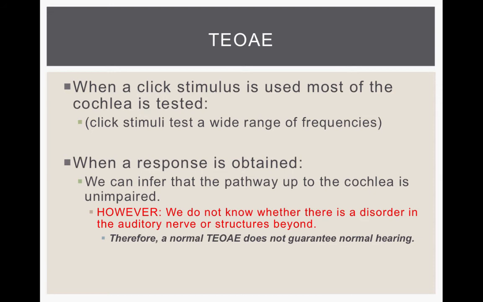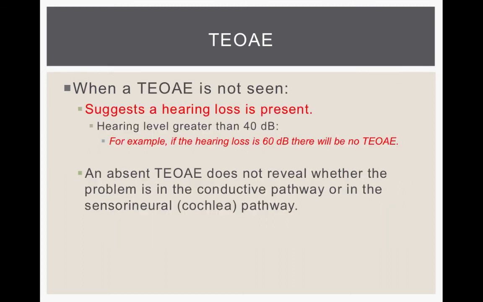But TEOAEs, like distortion product OAEs, only test up to the cochlea, so they do not guarantee normal hearing. We don't know what's happening beyond the cochlea. That's the one drawback of these tests. Well, there are a few drawbacks, but that's a pretty big drawback, that it only tests up to the cochlea. So it's a test of cochlear health. When a TEOAE is not seen, it suggests that there's a hearing loss greater than 40 dB. For example, if a person had a threshold at 60 dB, there would be no TEOAE.